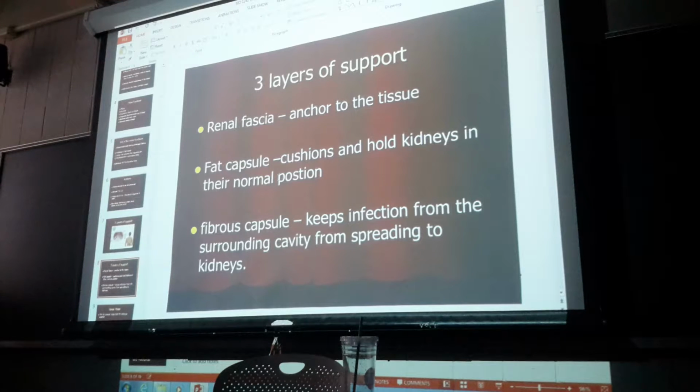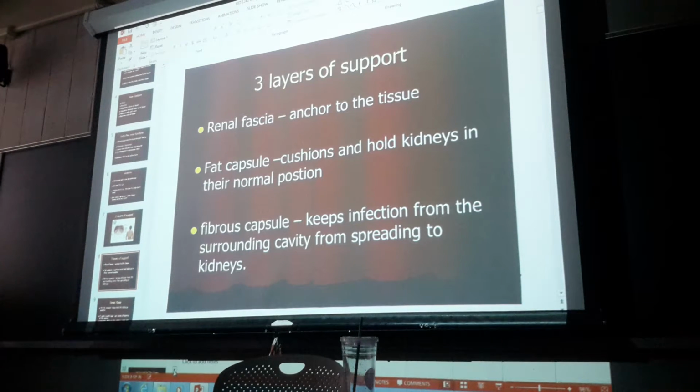And then there's also a fibrous capsule that goes around it so that it keeps things out. It's a physical barrier, and it keeps infections from the surrounding cavity from spreading into the kidney. So it's just three: the fascia and the fibrous capsule are physical barriers, and then the fat is more like a cushion that holds it in position. So the kidneys have 3 layers of support in that aspect.